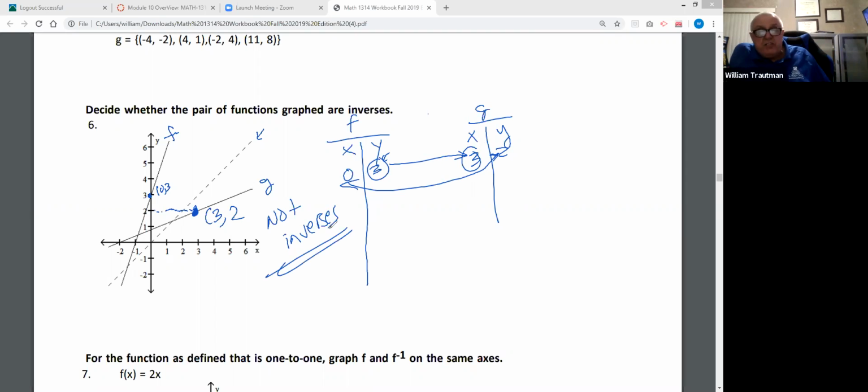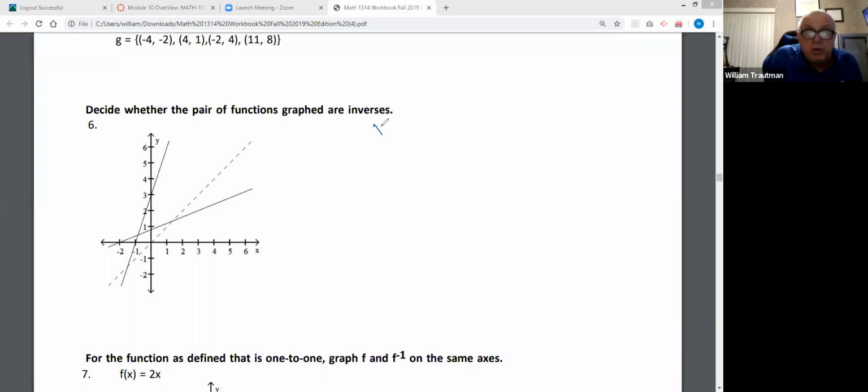These are not inverses. And that's just one point. You can try it with a different point. Let me create another point. I erased everything there. Let's try it with a different point: X and Y for F, and then X and Y for G.